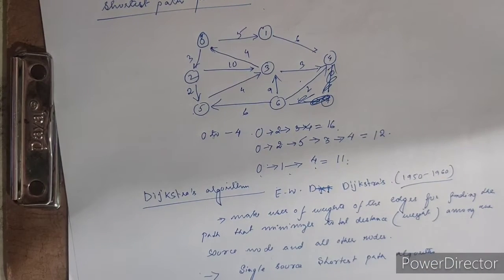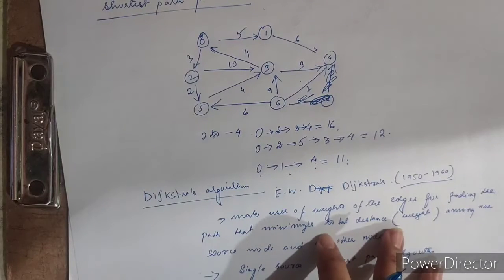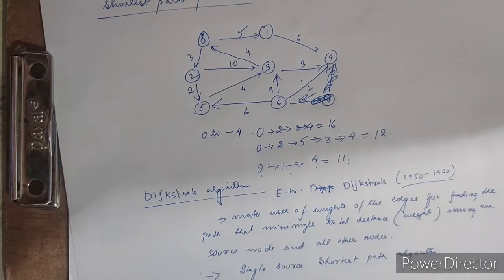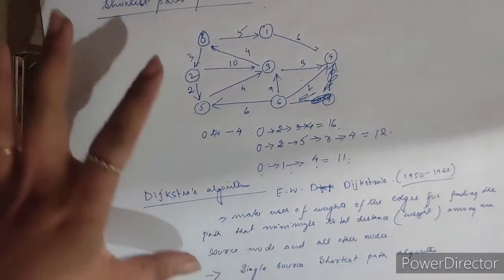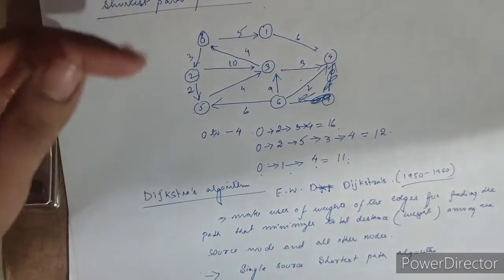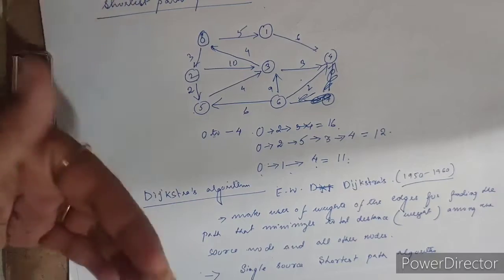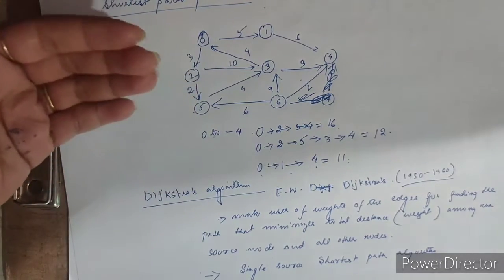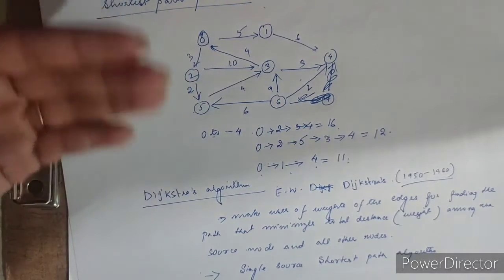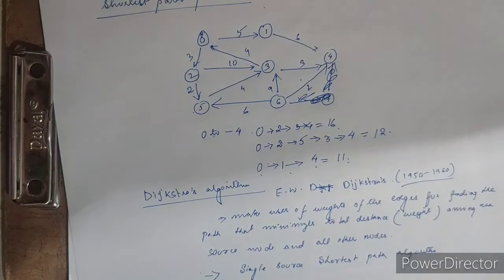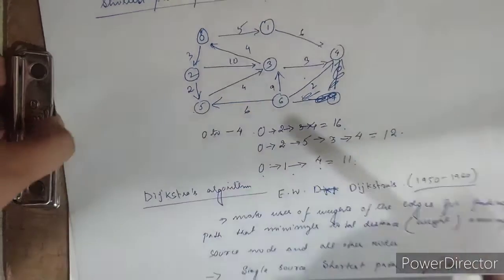All right, so this is also an iterative programming or algorithmic process. That means the process is going to be repeated again and again until we find the shortest distance. So let us understand how we can implement this Dijkstra algorithm.